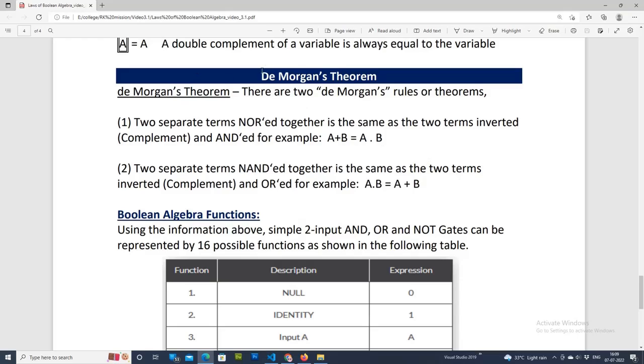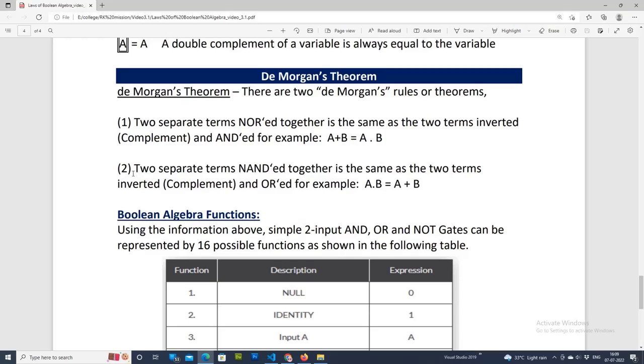Now let's move on to De Morgan's theorem. There are two De Morgan's theorems. The first one is: two separate terms NORed together is the same as two terms inverted or complemented and ANDed, for example, A OR B complemented equal to A-bar AND B-bar.